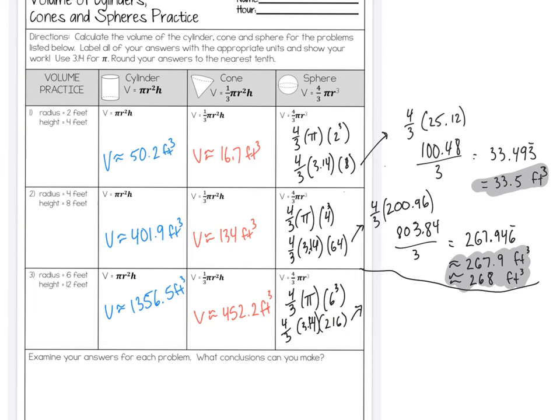Let me draw a line so that way we have a little separation, where we will get a total of 678.24, right? So we multiply by our 4, which is going to be 2,712.96, divided by 3 for our final answer. And we'll get a total of 904.32. Since they wanted to round, we can do that. And we have our labels, cubic feet.